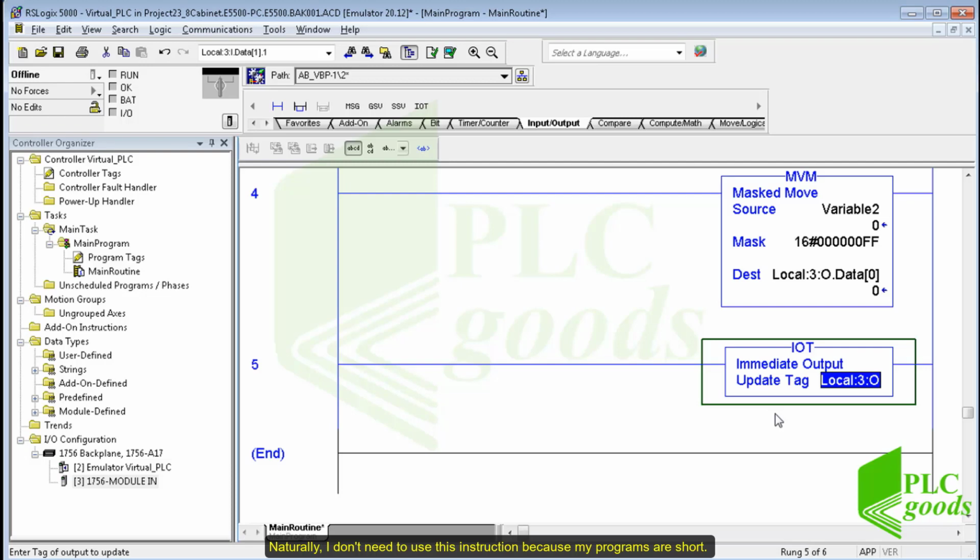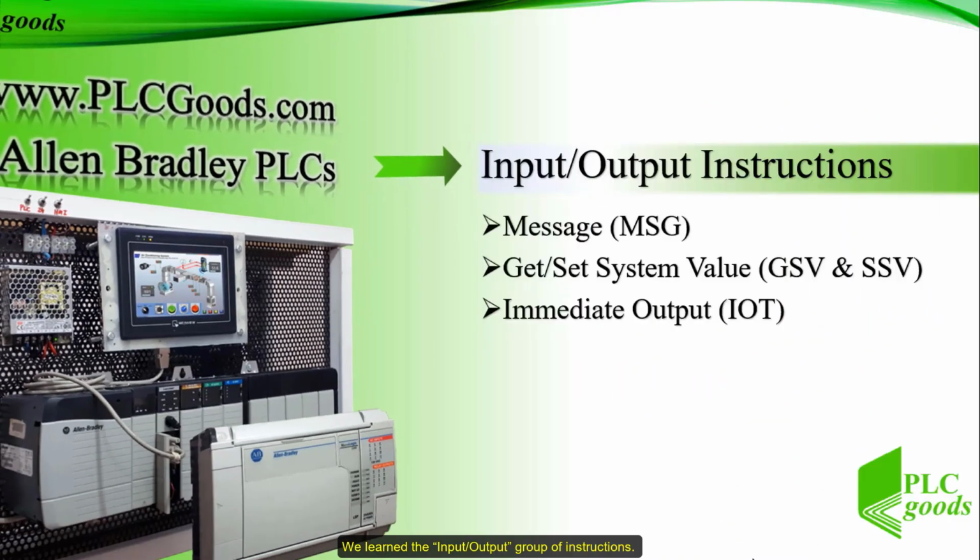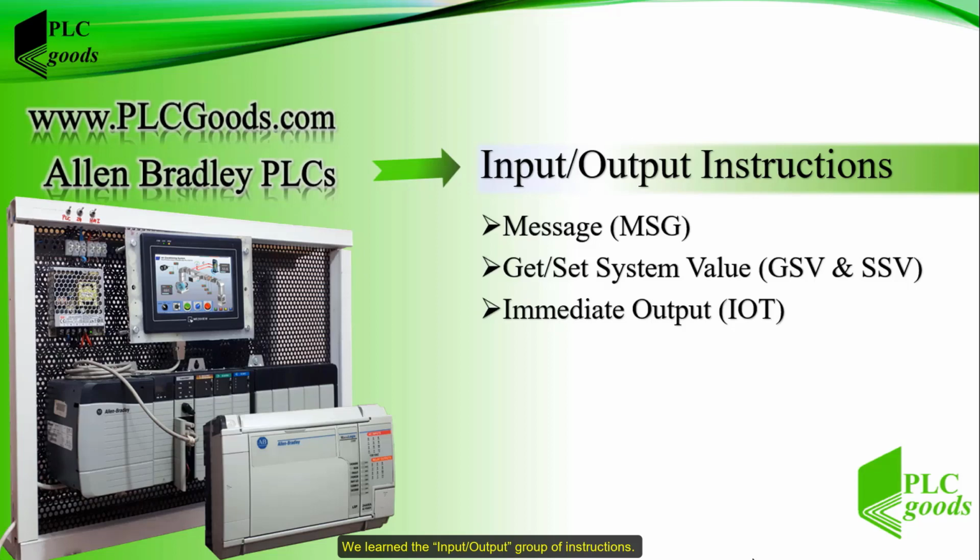Naturally, I don't need to use this instruction because my programs are short. For instance, the scan time of my second controller program was about 150 microseconds. This time is less than 1 millisecond. We learned the input-output group of instructions. Now we are going to use them to improve the traffic light project.